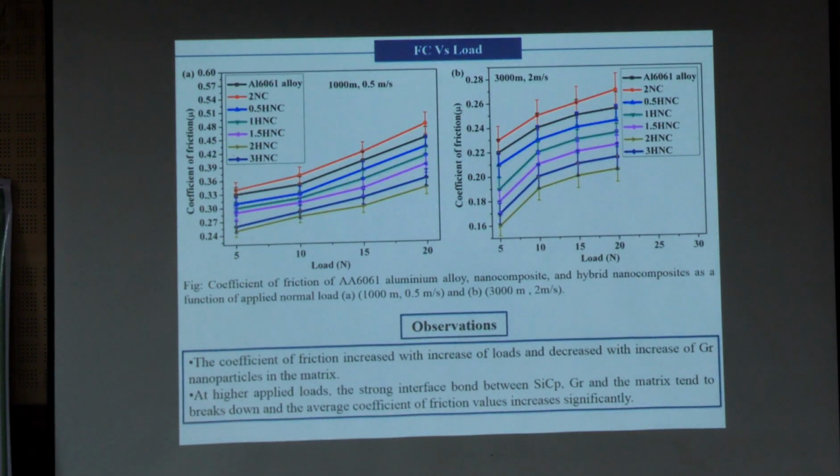So this is the coefficient of friction. The coefficient of friction is also less at 2 weight percentage, and after 2 weight percentage the coefficient of friction is increasing again. Why? Because, as I told you, of non-uniform distribution of graphite or maybe the agglomeration of SiC. What will happen is the surface becomes rough, which gives more coefficient of friction.